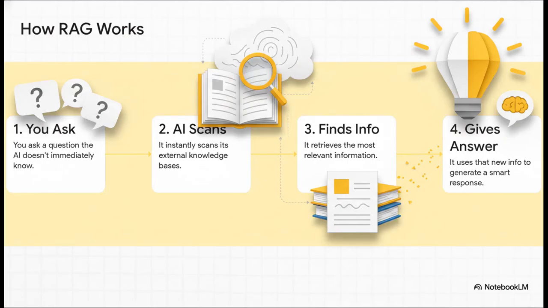So here's how it works. First, you ask a question it doesn't already have a canned answer for. Instantly, that inner librarian scans its entire library, that huge textbook we talked about. It finds the most relevant pages, pulls out the key info, and then uses that to craft a brand new, smart answer just for you.